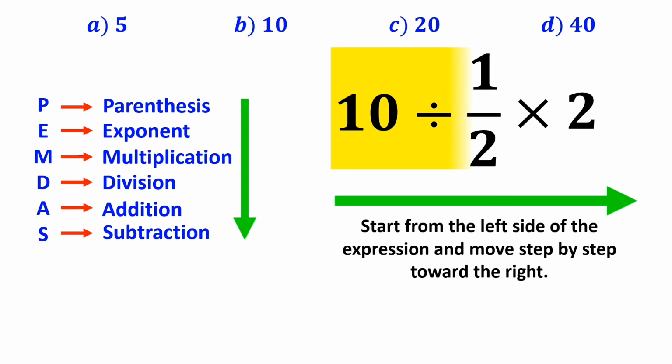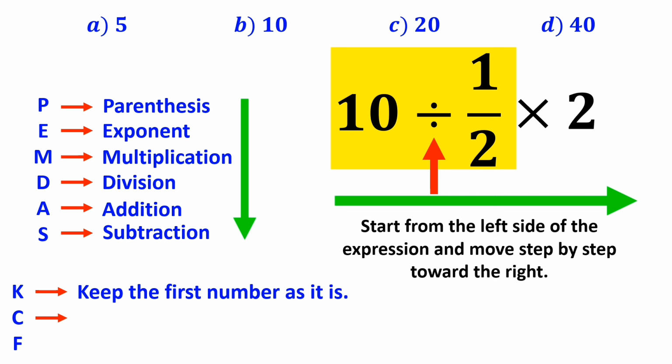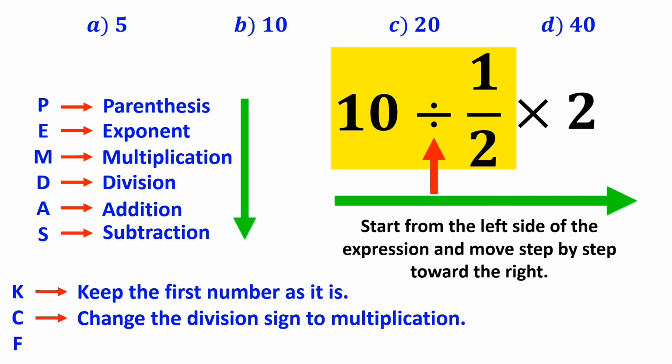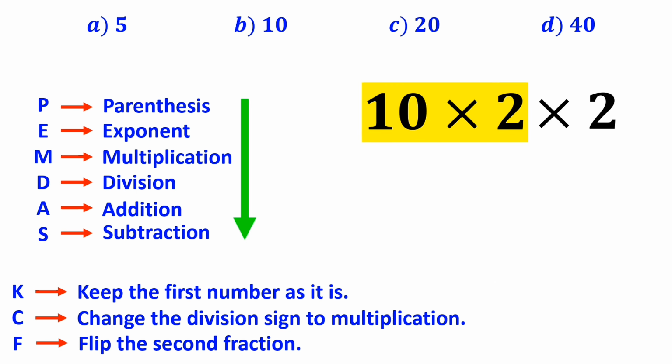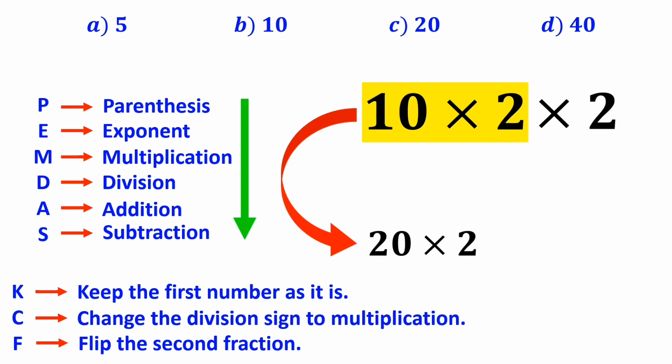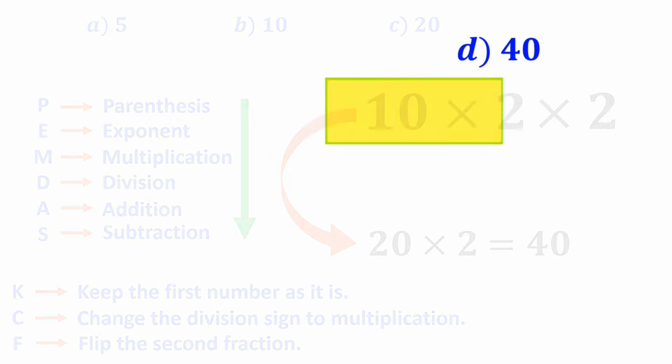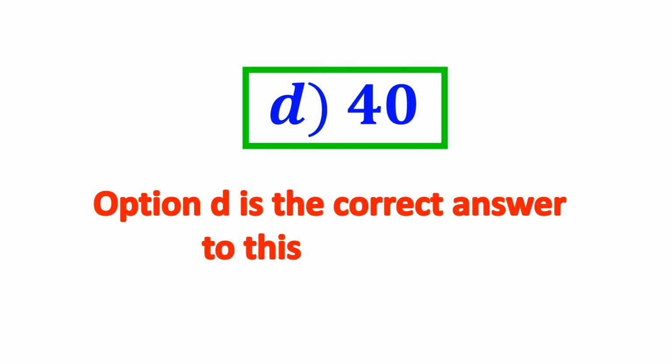So, first we start with the expression 10 divided by 1/2. Okay, whenever we come across a division sign between two terms, the best thing to do is to apply the KCF rule. In this rule, K means keep the first number as it is, C means change the division sign to multiplication, and F means flip the second fraction. Now we remove the highlighted part and replace it with 10 times 2. So this expression simplifies to 20 times 2, which finally gives us the answer 40. Therefore, option D is the correct answer to this question.